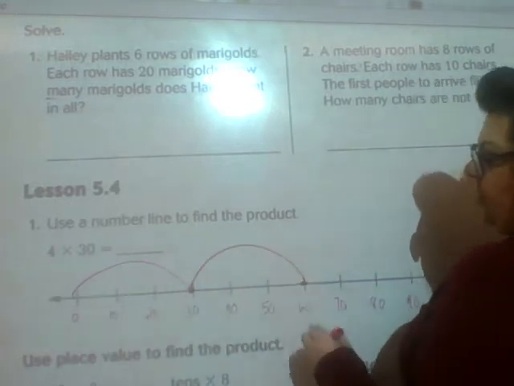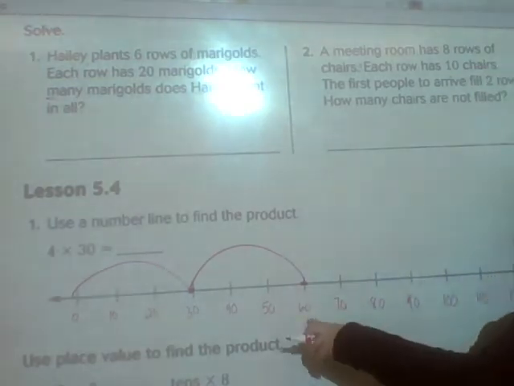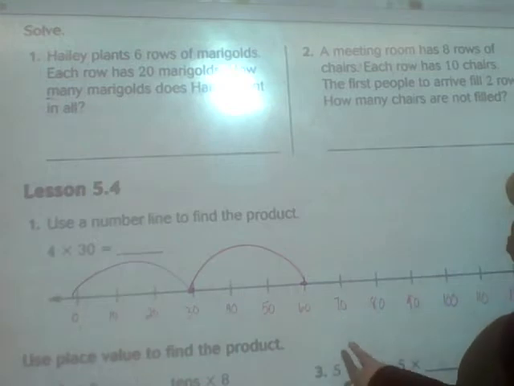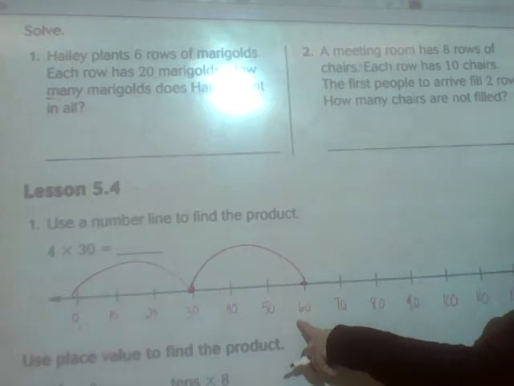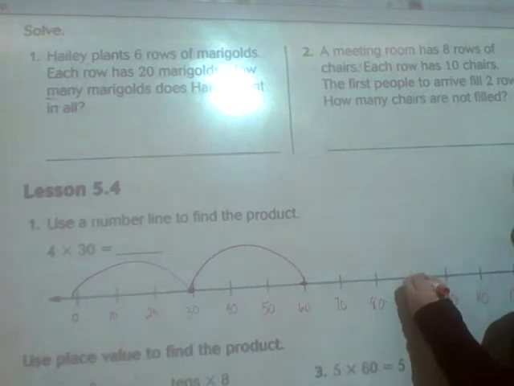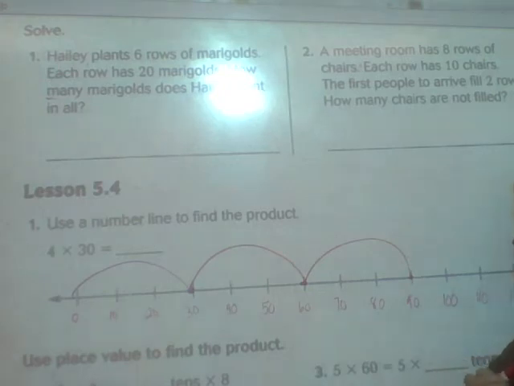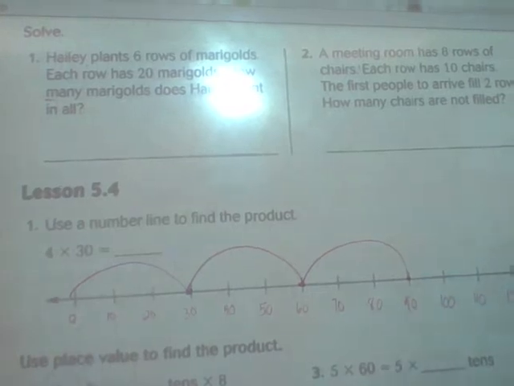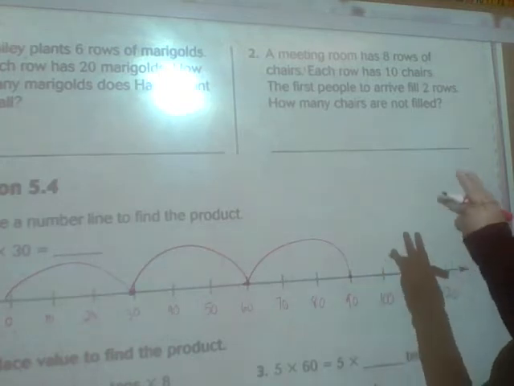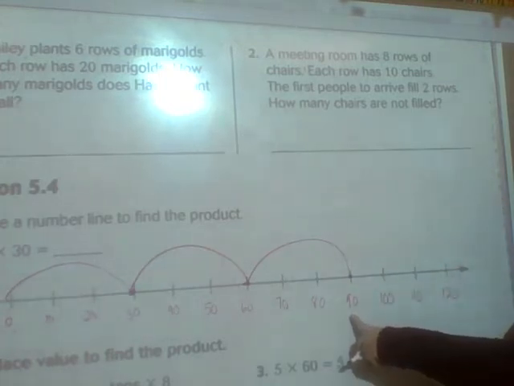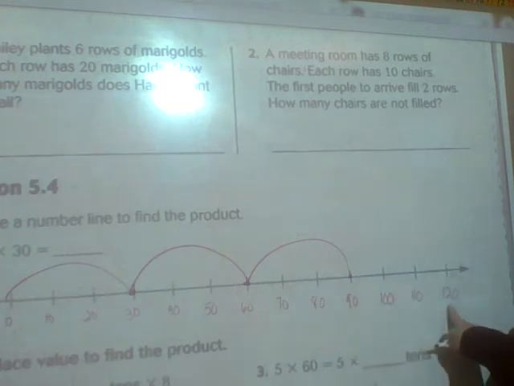So here's my second jump of 30. What's 60 plus 30? Well, let's say we didn't know. We could say 6 plus 3. We know 6 plus 3 is 9. So 60 plus 30 would be 90. So we're going to make a third jump of 30. What's 90 plus 30? 9 plus 3 is 10, 11, 12. So 90 plus 30 would be 120.